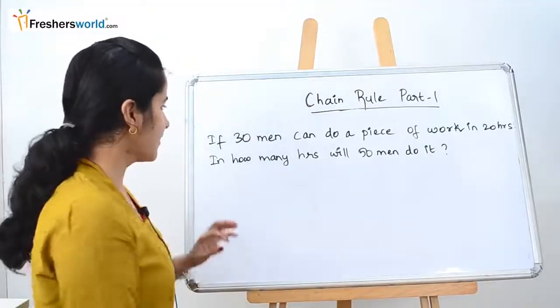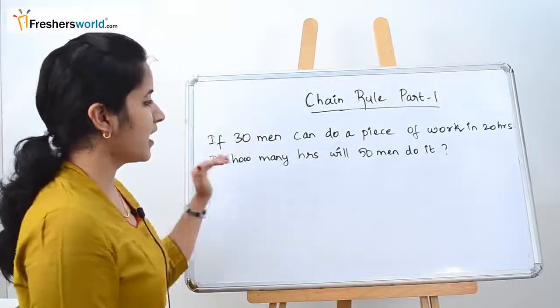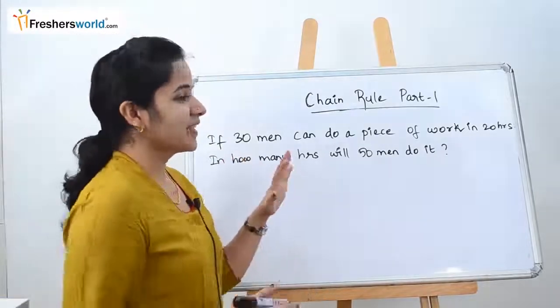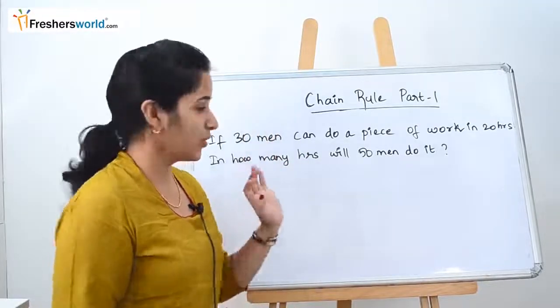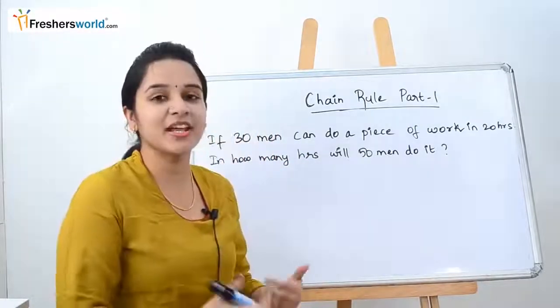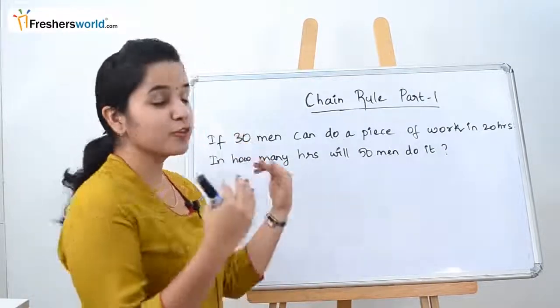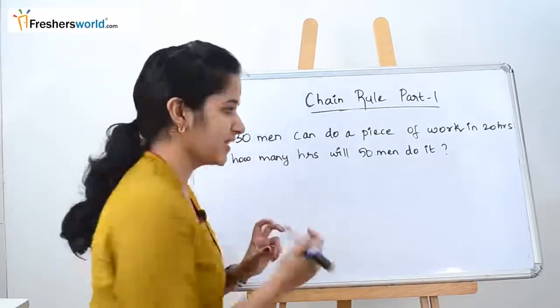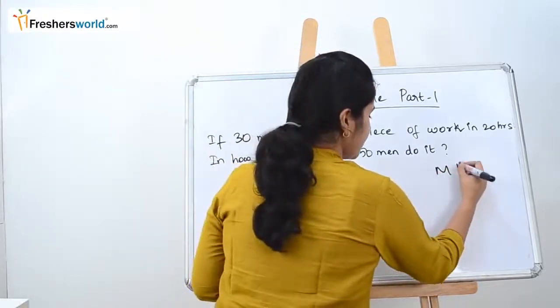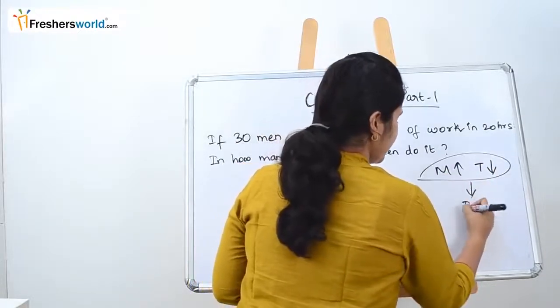So the next question they have given is, if 30 men can do a piece of work in 20 hours, in how many hours will 50 men do it? So the question is, 30 men can do a piece of work in 20 hours, and how much time will it take for 50 men to do it? So understand the concept here. If the number of men increases, time taken to finish the particular work will decrease. So if the number of men increases, time taken will decrease. What is this concept? It's nothing but indirect proportion.